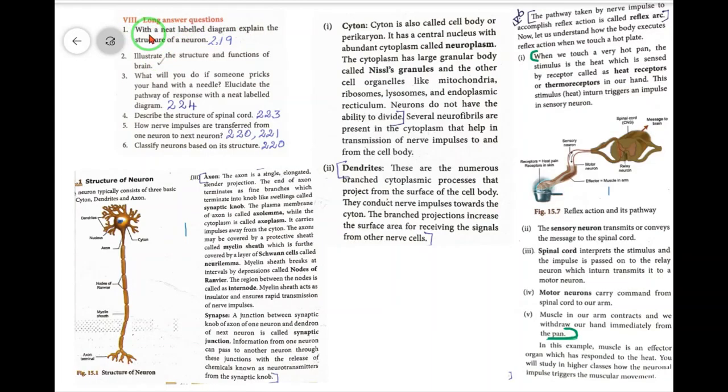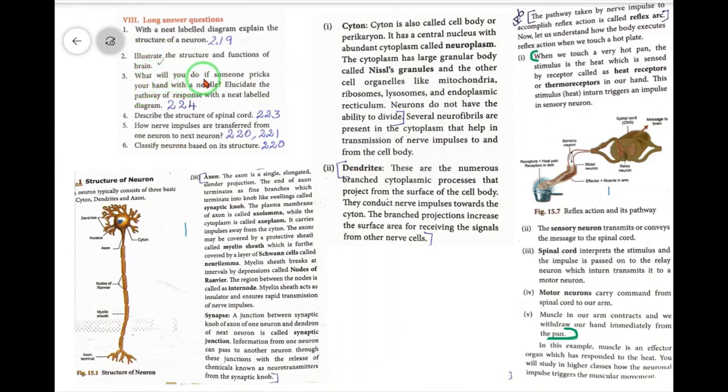Long answer questions. Number 1: With a neat labeled diagram, explain the structure of neuron. Answer is on page number 219. Structure of neuron, this diagram. Then cyton is the first point, second dendrites, third axon, fourth synapse. Here only the 4 lines, no need to mark them. The remaining, fully have to mark. Then the second question we have already completed.